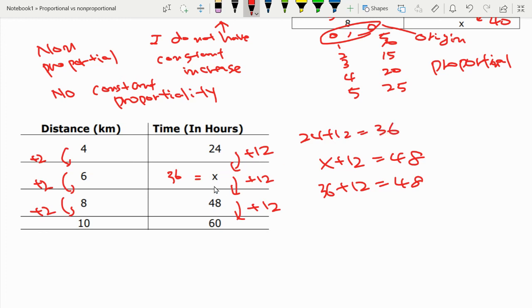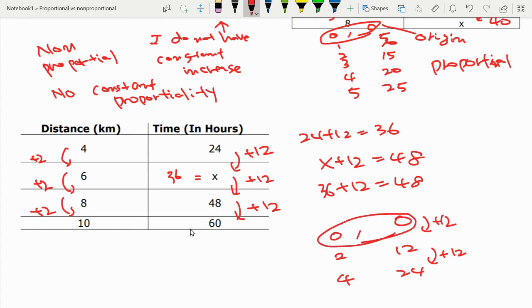Okay, so now is this proportional? I need to find that out, right? So the pattern was 2, then 0. It was 4, 24, 2 then 12, because I add 12, right? And something plus 12 is 12, so this one should be 0. Hey, again, 0, 0, which means this is proportional.